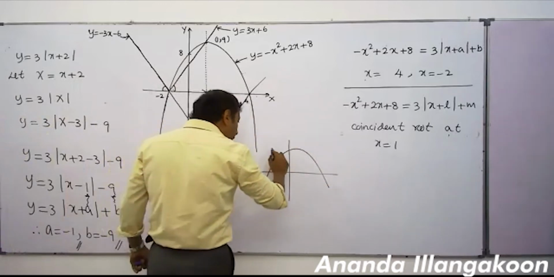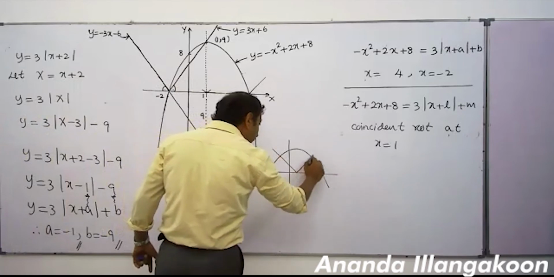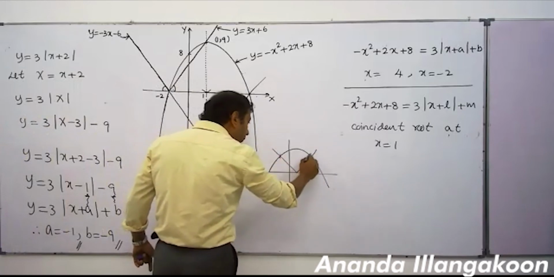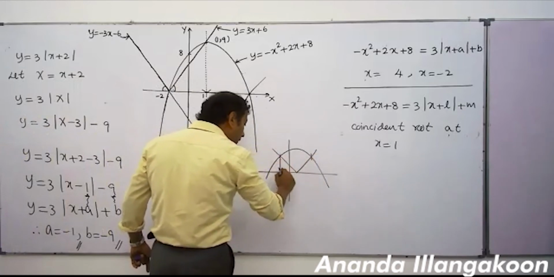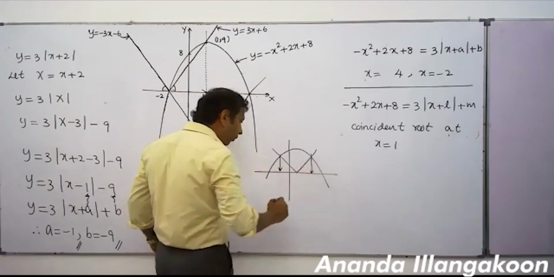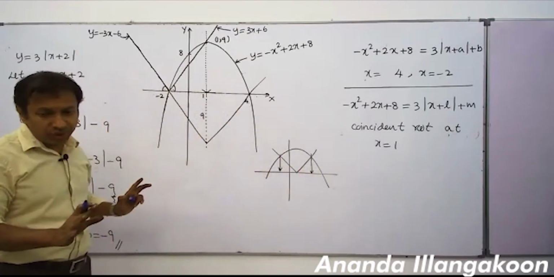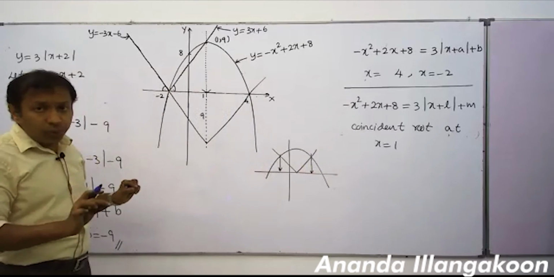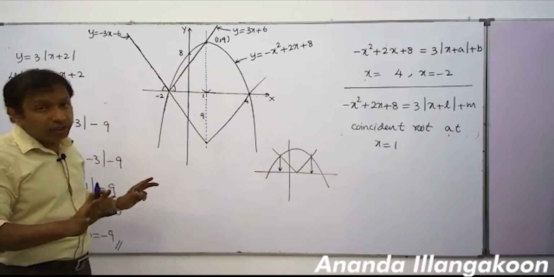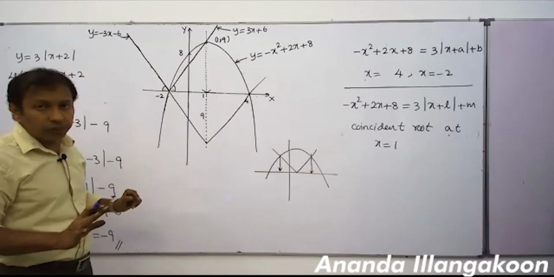Now, if we have this, people, the graph, we have two different roots. Roots means x values; here is an x value, and here is an x value. Those x values are two different values. Therefore, we say there are two different real roots, or two distinct real roots.